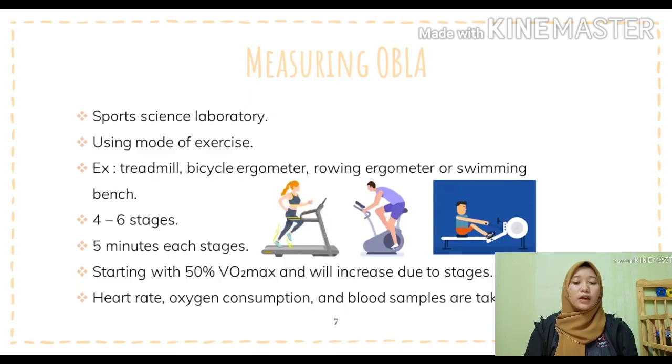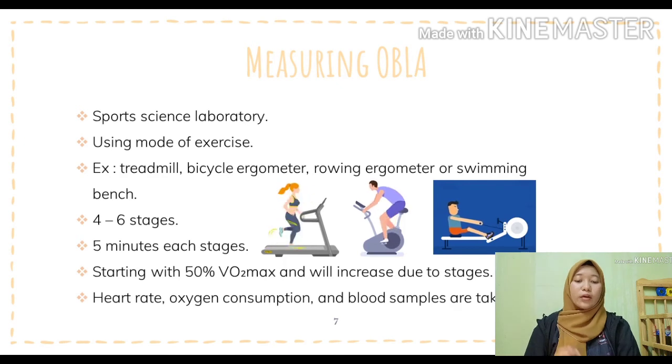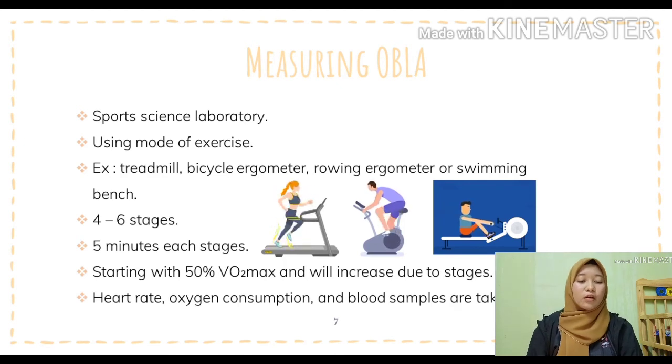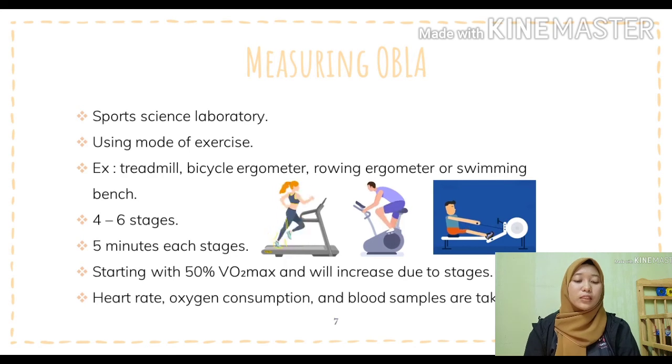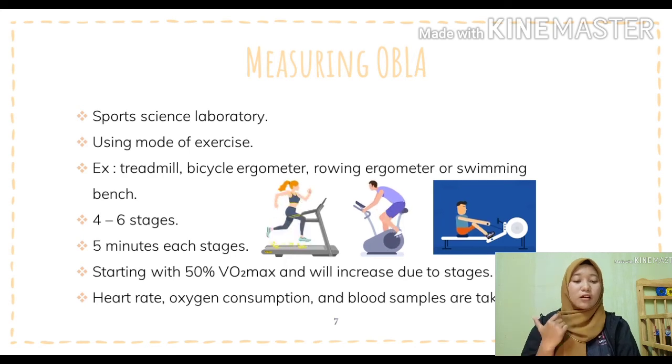For measuring OBLA, it can only be measured in a sports science laboratory, for example using a treadmill, bicycle ergometer, rowing ergometer, or swimming bench. There are 4 to 6 stages, and every stage is 5 minutes. We start with 50% of VO2 max and increase through the stages. Heart rate, oxygen consumption, and blood samples are taken.